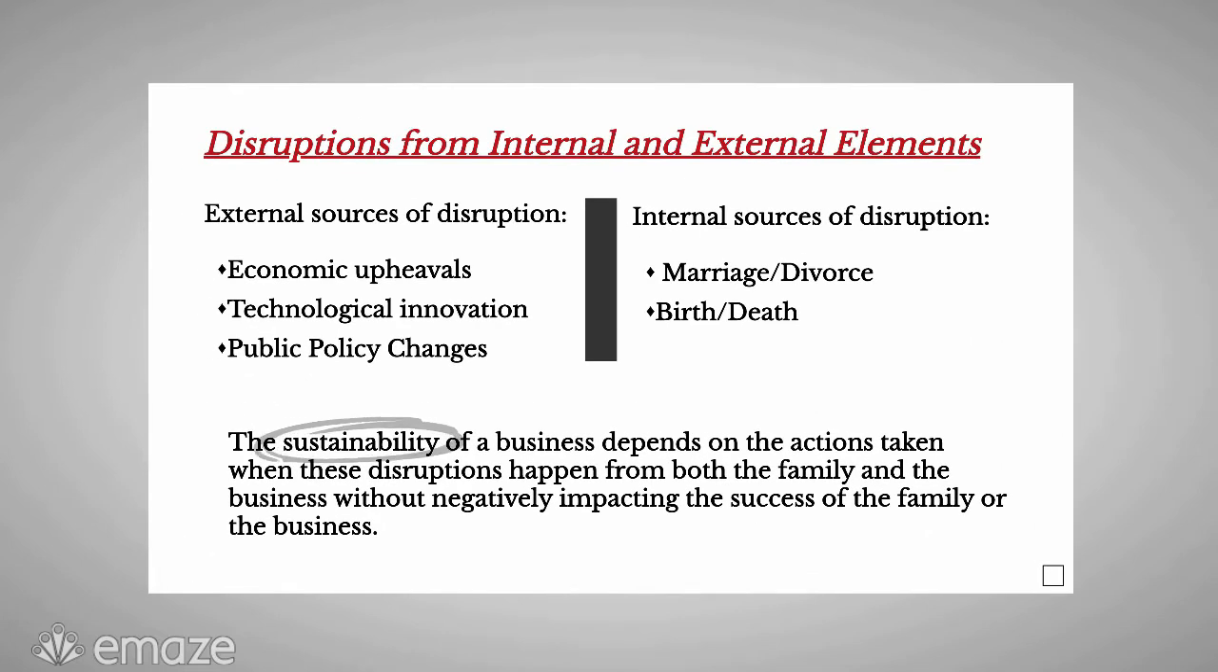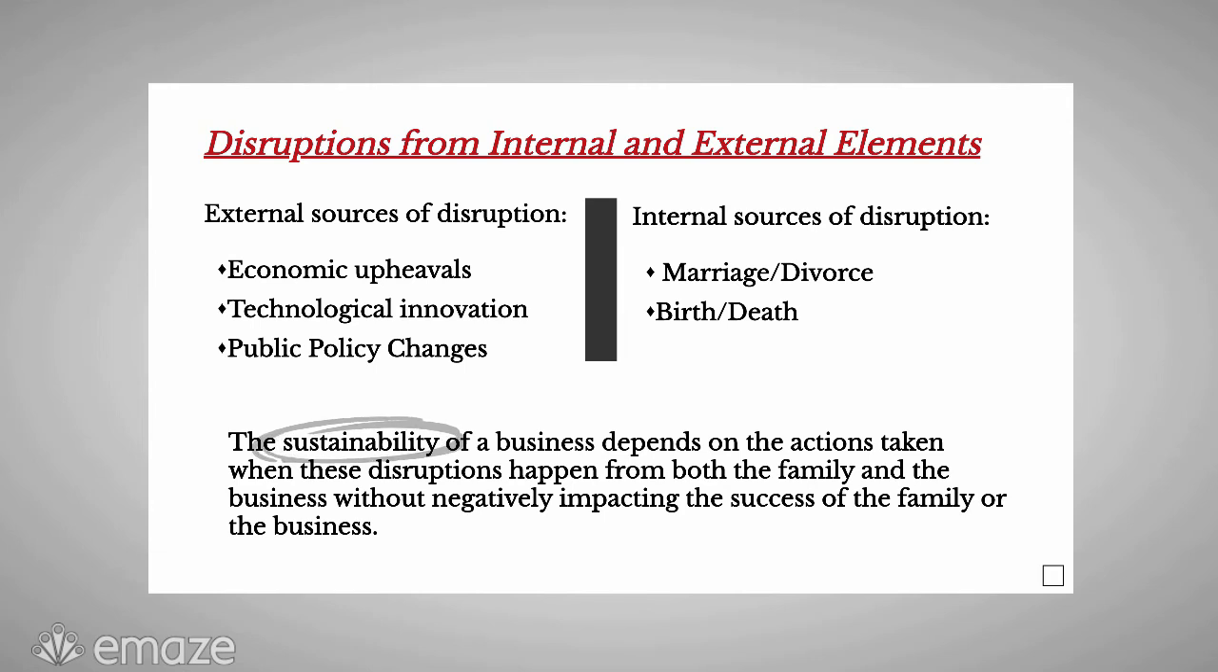Disruptions may come from outside the family and business or from within them. The disruptions that come from outside the family and business are the external sources of disruption, and the ones that happen within the family and the business are internal sources of disruption. These disruptions can either be good or bad, but nonetheless, a response from the family and the business is required.